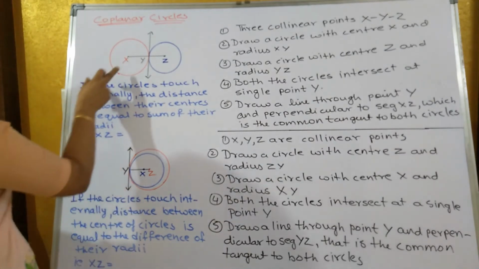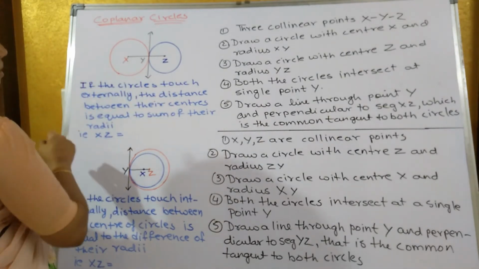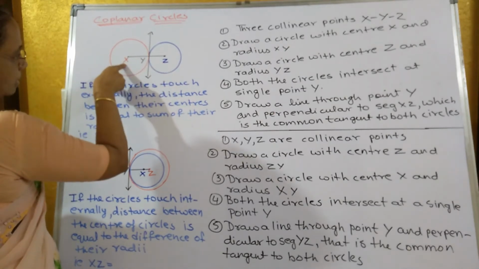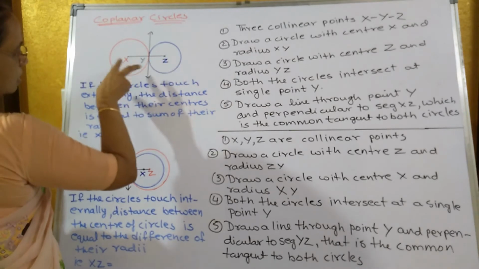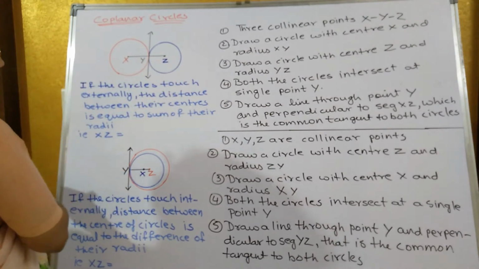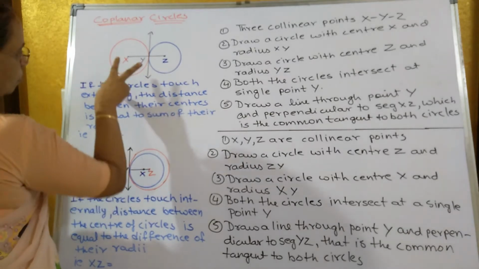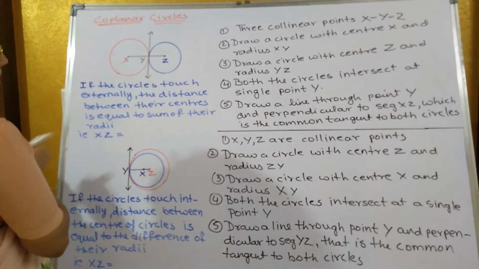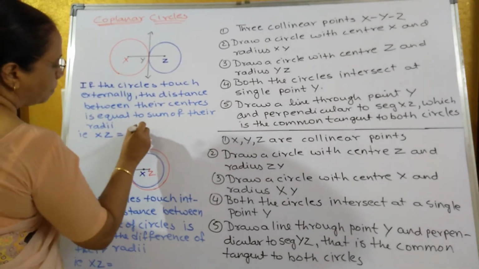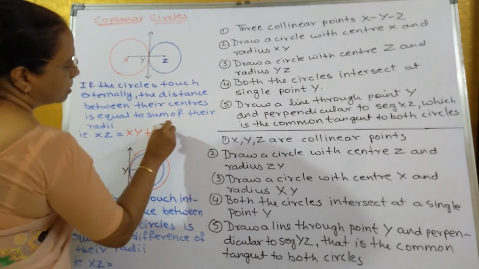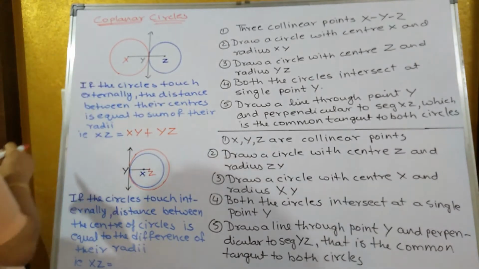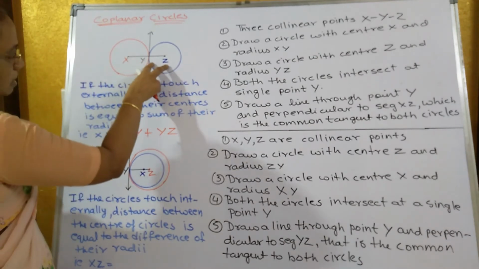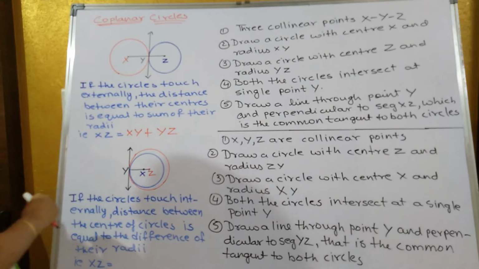Now if the circles are touching externally, what is the distance between the two centers, that is from X to Z? X is the center of this circle and Z is the center of this circle. The distance between the two centers is equal to the sum of their radii, that is, this radius plus this radius is equal to XZ. So XZ is equal to XY plus YZ. So when the circles are touching externally, the distance between the two centers is equal to adding both the radii.